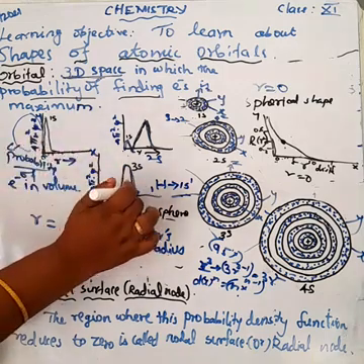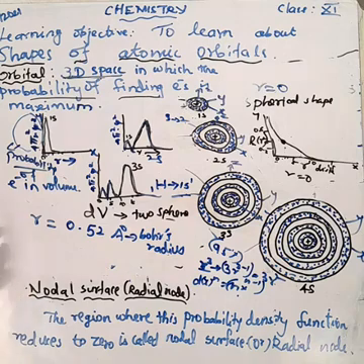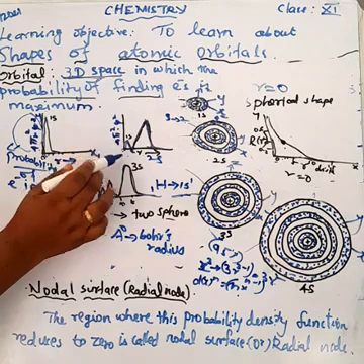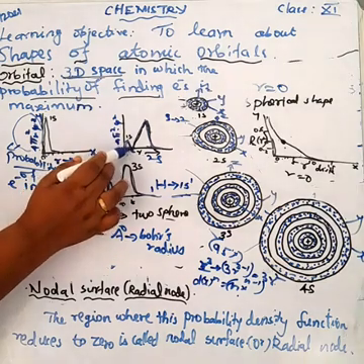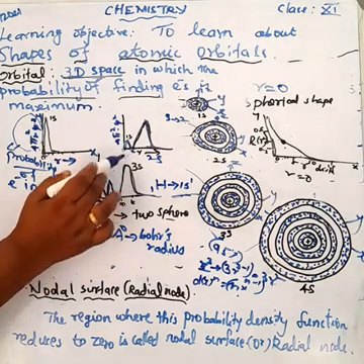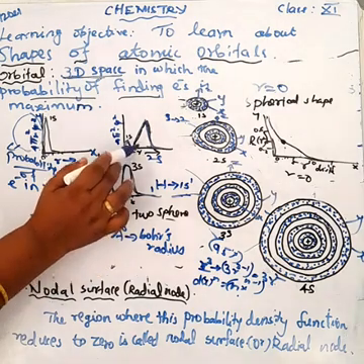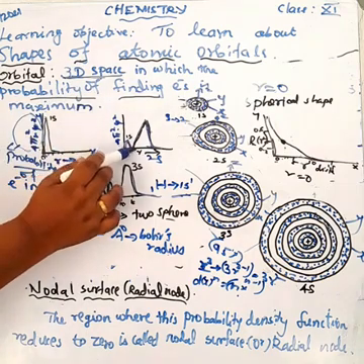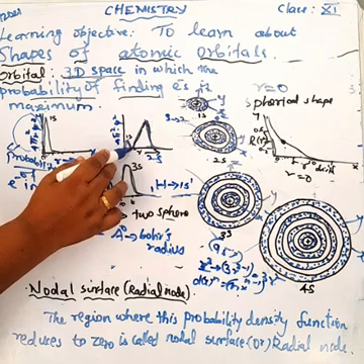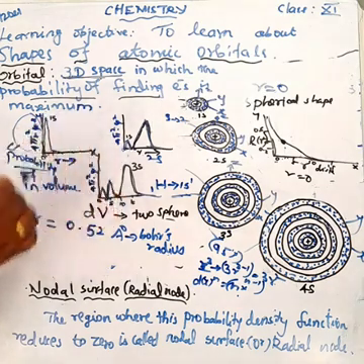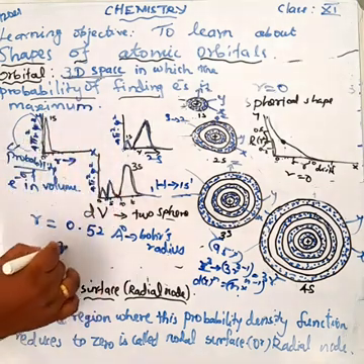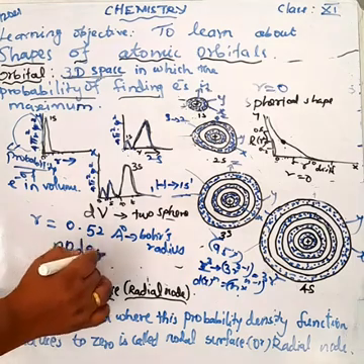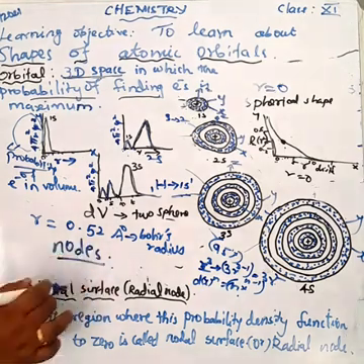Okay. Why? Here the probability is 0. Why? Here the two values are probabilities at 0, because this is the region where the probability density function reduces to 0. That is called the node. Okay, nodal surface. Very, very important, nodal surface.